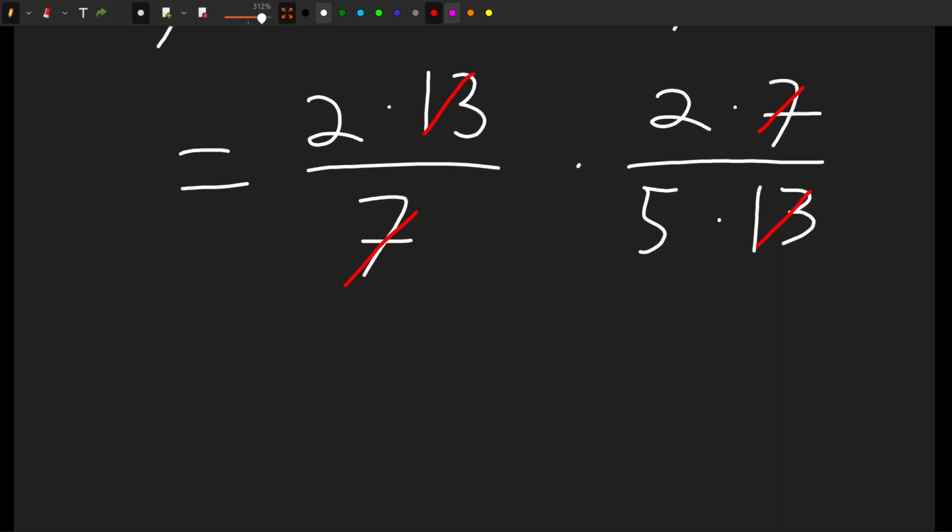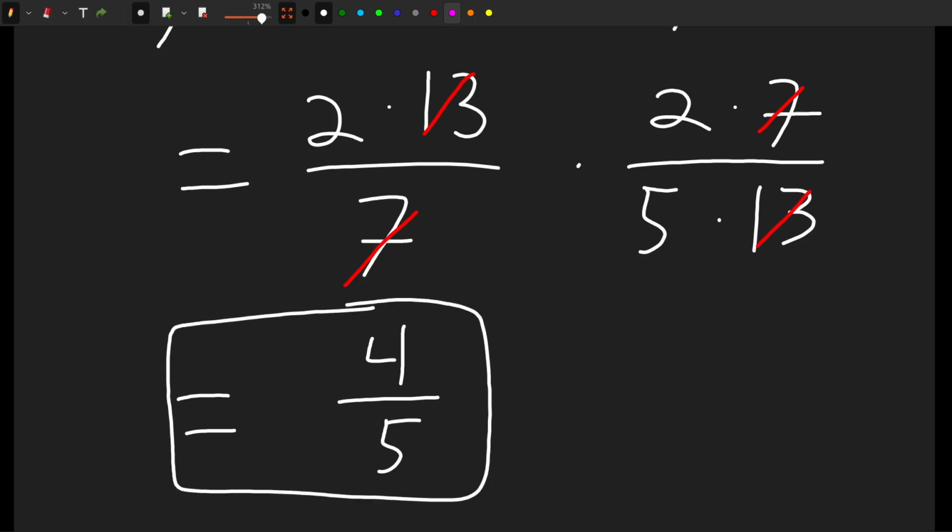You can only cancel out numbers if they show up at least once in the top and once in the bottom. And so we will be left with, on the top we'll have 4, and on the bottom we will have 5. And so that whole problem simplifies out to 4/5. Nice.